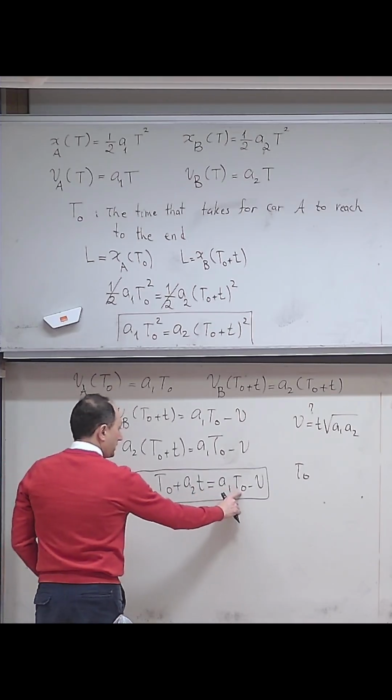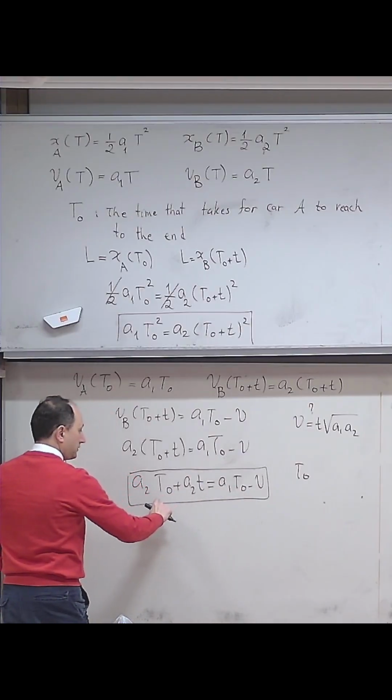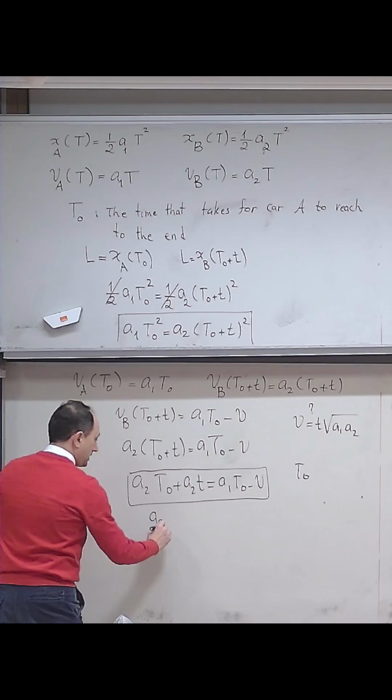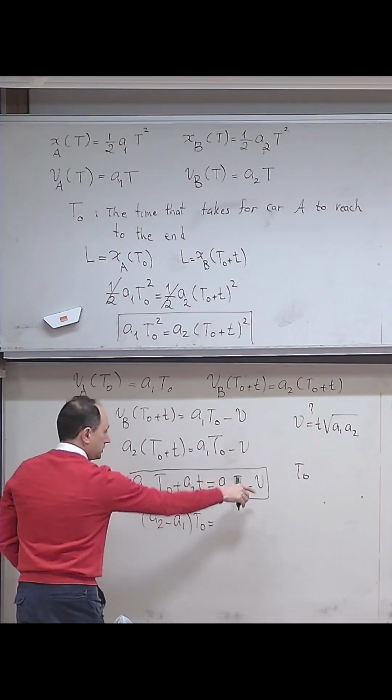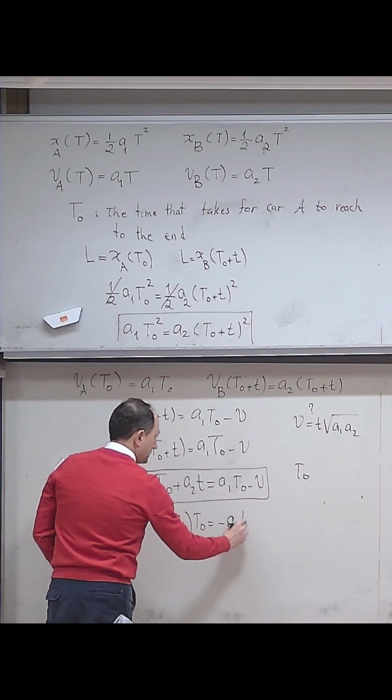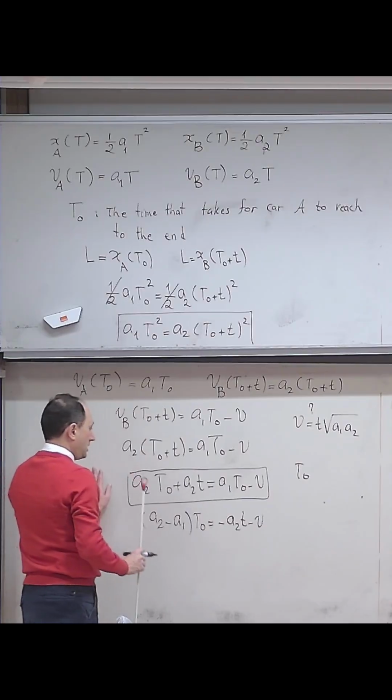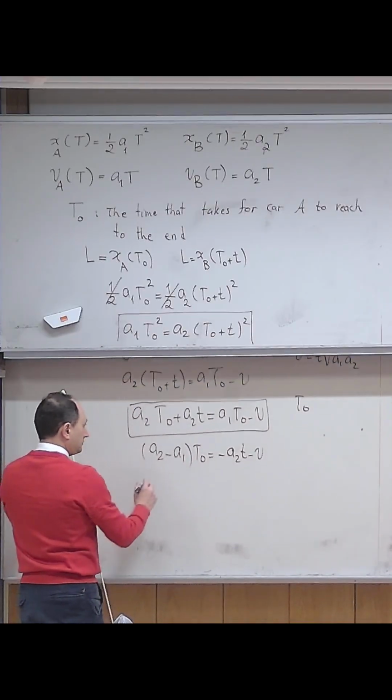So in order to calculate t naught, I move this to the left and I factor a t naught out. So this becomes this. And then I move this to the other side, so it becomes minus a2 t minus v. So now, what is t naught? So let me write here.